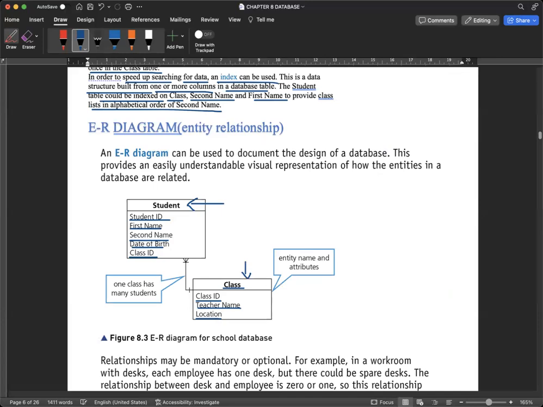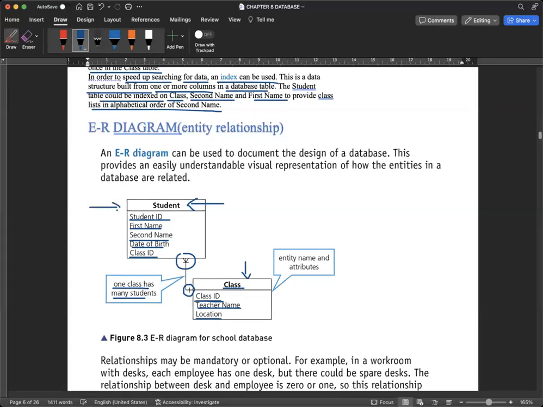as I told you, what is that case? That is many to one. So you can see the sign of many is connected with class ID. That is a case of many to one, right? Because one class has many students. This is the logic. One class has many students.